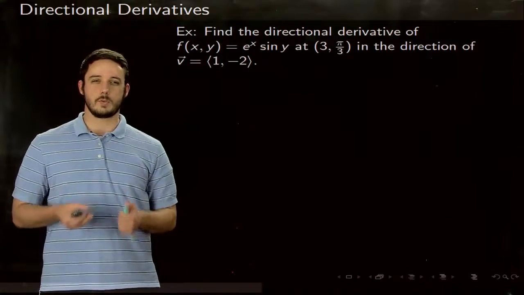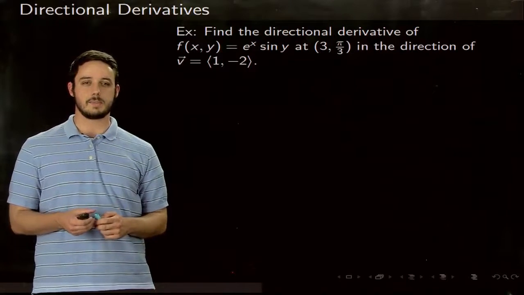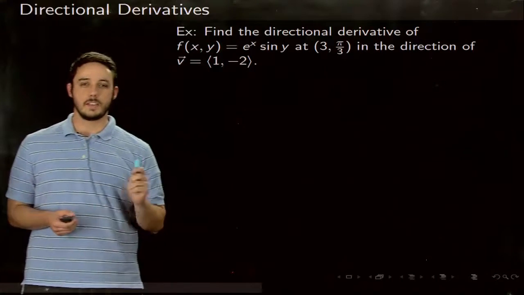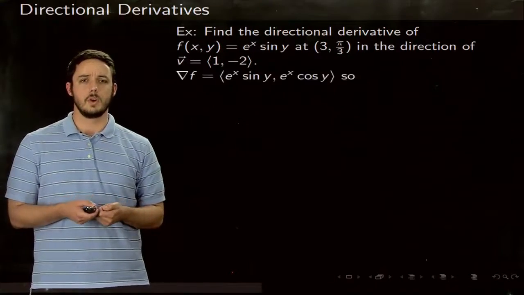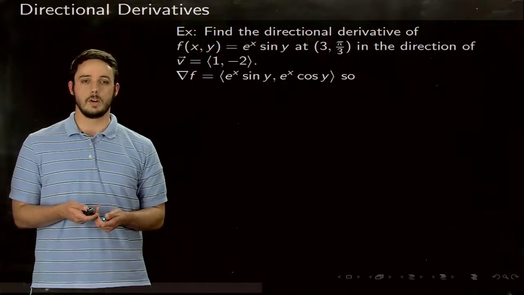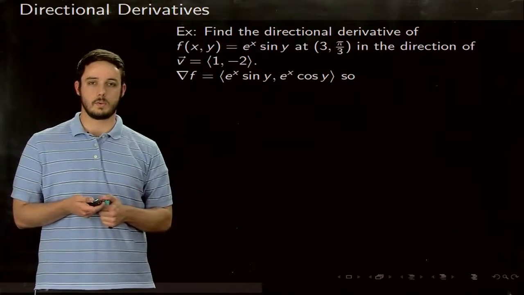Suppose we want to find the directional derivative of the function f of x, y equals e to the x times sine y at the point (3, pi/3) and in the direction (1, -2). How would we do this? Well, let's start by finding the gradient, because if you remember from before, the directional derivative is just the gradient dot producted with the direction.